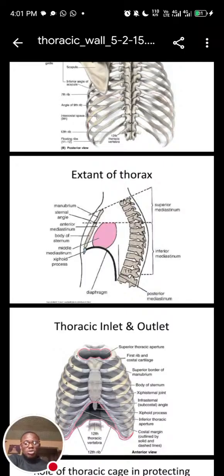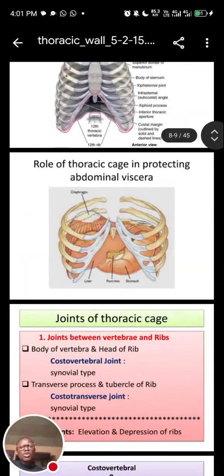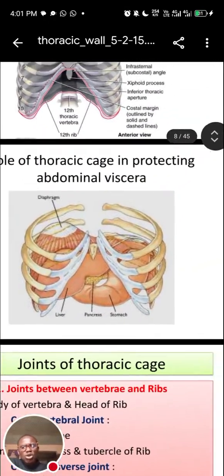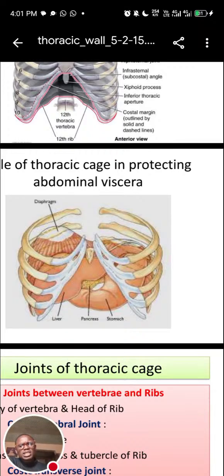The next we want to look at is the joint. Can we look at joint or look at function first? Let's look at function first. Function of the thorax. The role of the thoracic cage is what? Protecting abdominal viscera. Have you seen why thorax and abdomen are interconnected? Because the thorax is that region, but the abdomen has some structure. You see it now?